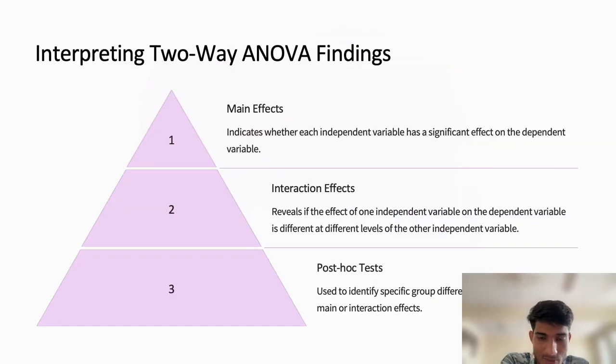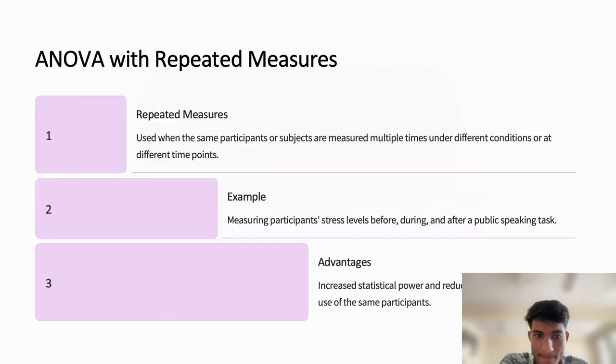Interpreting two-way ANOVA findings. Three groups, as we have discussed: main effects, interaction effects, post hoc tests. Main effects indicate whether each independent variable has a significant effect on the dependent variable. Number two, interaction effects reveal if the effect of one independent variable on the dependent variable is different at different levels of the other independent variable. Post hoc tests are used to identify specific group differences and main and interaction effects.